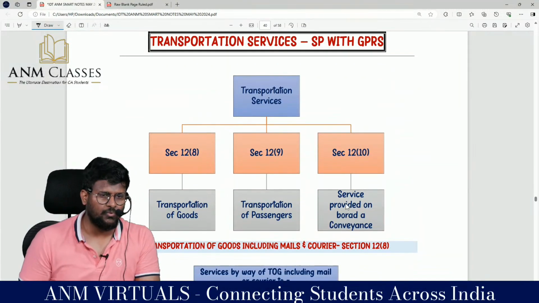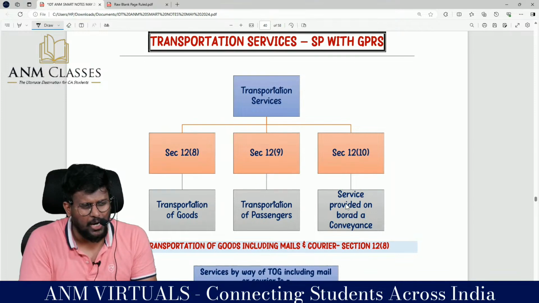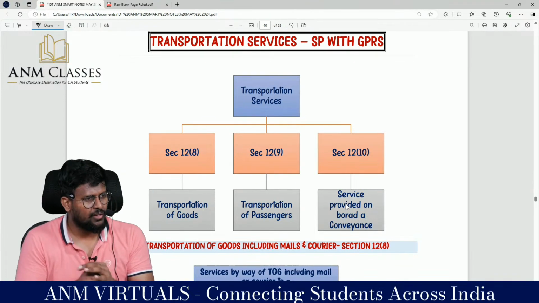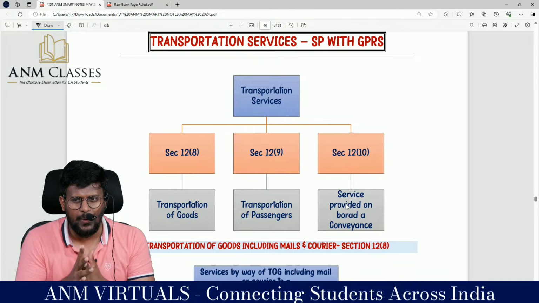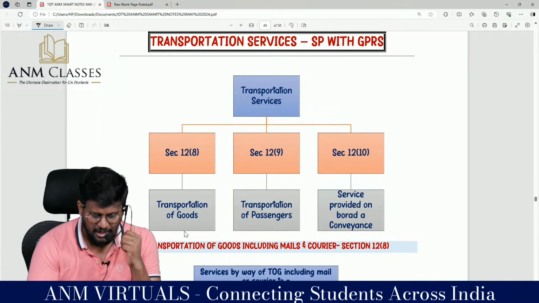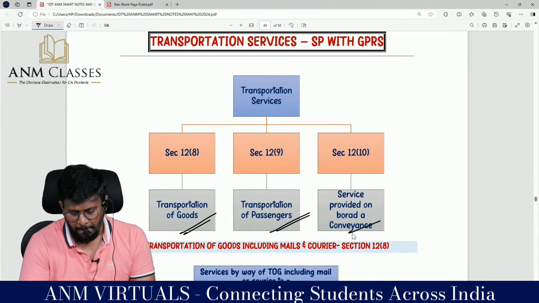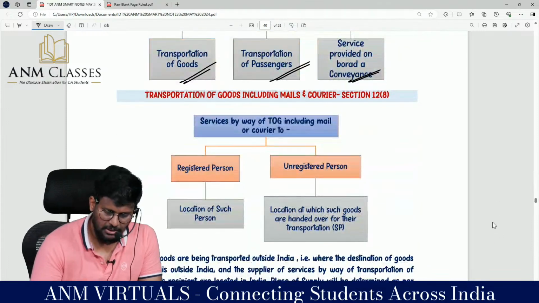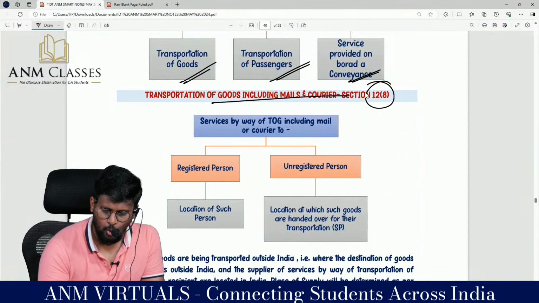What is 12.1? What is 12.2? What is 12.3? What is 12.4? What is 12.5? What is 12.6? What is 12.7? What is 12.8? Transportation of goods. What is 12.9? What is 12.10? 12.8 transportation of goods including mail and courier.